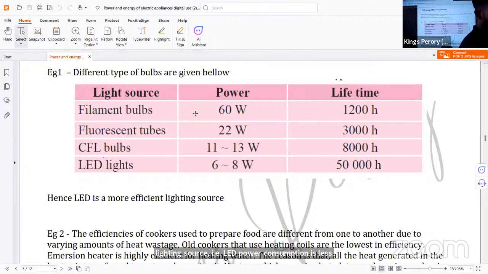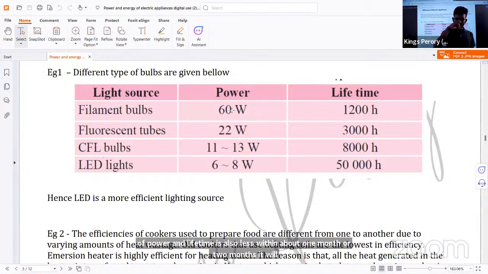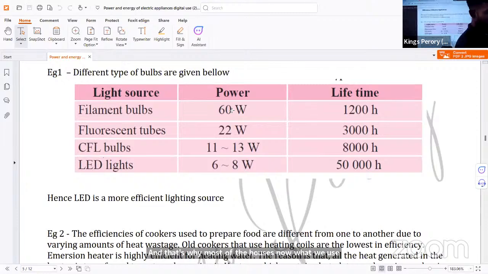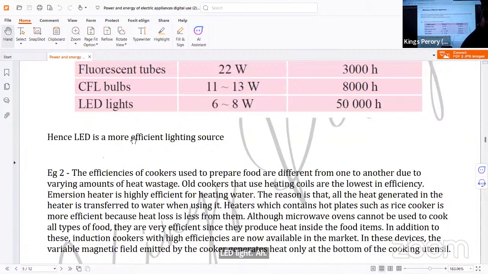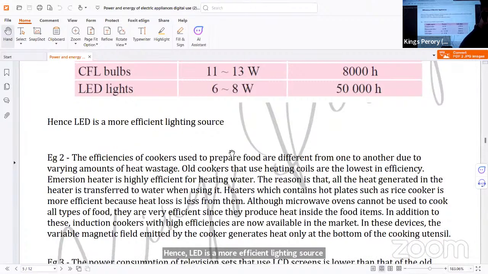A filament bulb consumes a lot of power. If you have glass filament bulbs in your house, your current bill will be very high, and the lifetime is also less. Within about one or two months, it will just burst. Those bulbs have a short lifetime, high power consumption and a higher electricity bill. That's why most houses now use LED lights. Hence, LED is a more efficient lighting source.